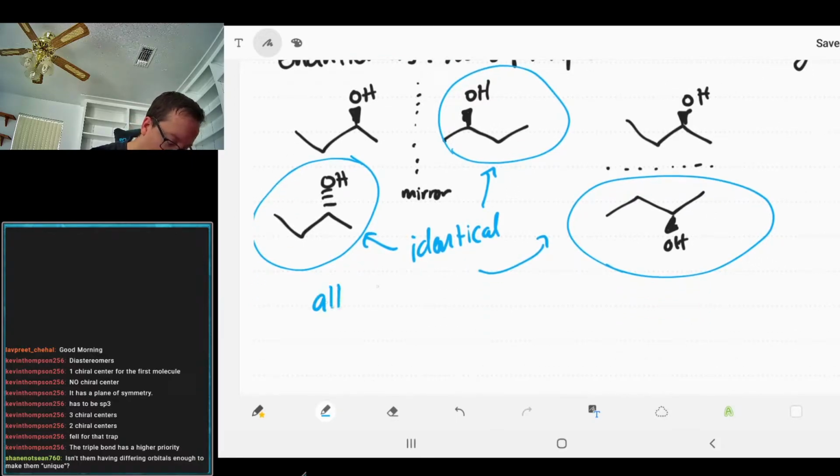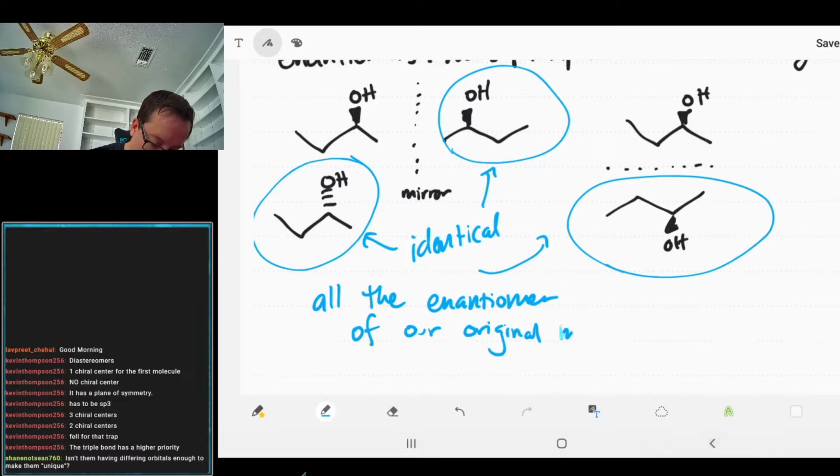These are all the enantiomer of our original molecule. So no matter which kind of mirror plane you use, you can just reflect it across. My preference for drawing enantiomers is the kind of leftmost one here.